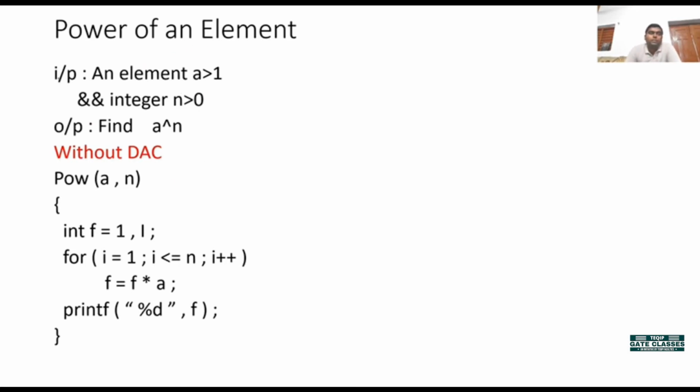So what is given there? Here the input is given that an element a is greater than 1, and an integer n which is greater than 0. So say for example a is going to be 5 and n is going to be 2. So what will be the output in this case? It is a raised to the power n, let us suppose 5 raised to the power 2. So finally this will result in 25 as the answer.